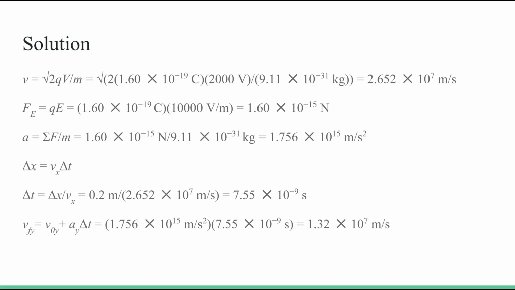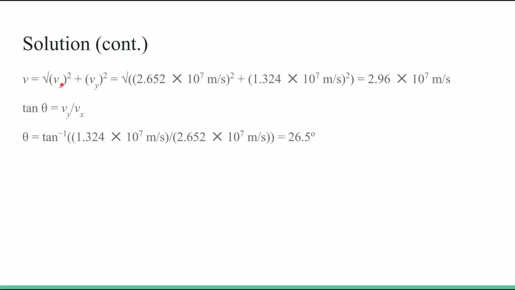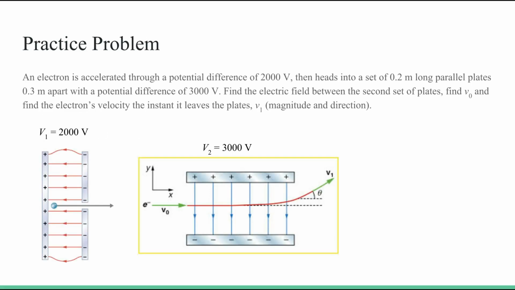But if you want to find the magnitude, you can use the Pythagorean theorem. And so Vx squared plus Vy squared equals V squared, where V is the total velocity. And take the square root and substitute the numbers. So that's 2.65 times 10 to the 7 meters per second, and square that. And then 1.324 times 10 to the 7 meters per second, square that number as well. And take the square root of the sum. And you get 2.96 times 10 to the 7th meters per second. Okay, so that's the total magnitude of this velocity v1. So we'll be going this fast.